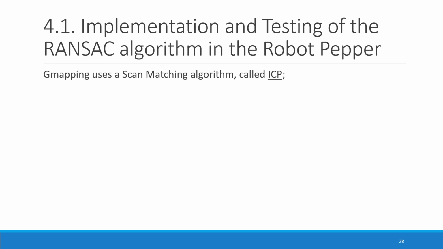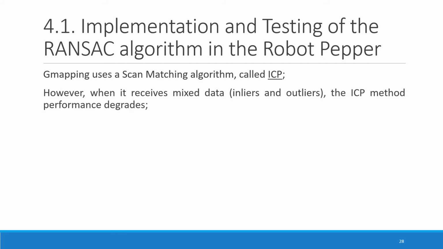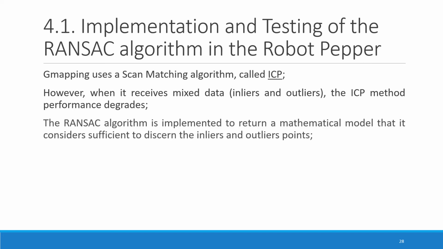Gmapping uses a scan matching algorithm called ICP that does not fail when receiving only inliers. However, when it receives mixed data, inliers and outliers, the ICP method performance degrades and generates disturbances in the Gmapping algorithm. For this reason, we consider including a filtering step before entering the SLAM process. For these experiments, we implement the RANSAC algorithm as the filter executed before performing Gmapping.